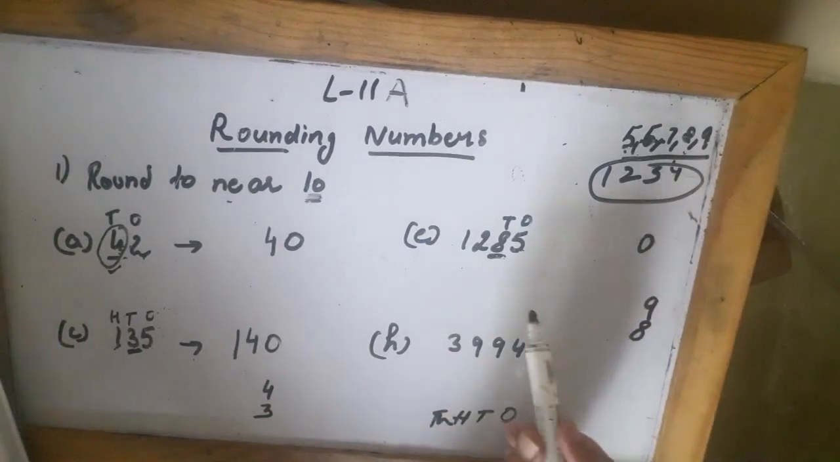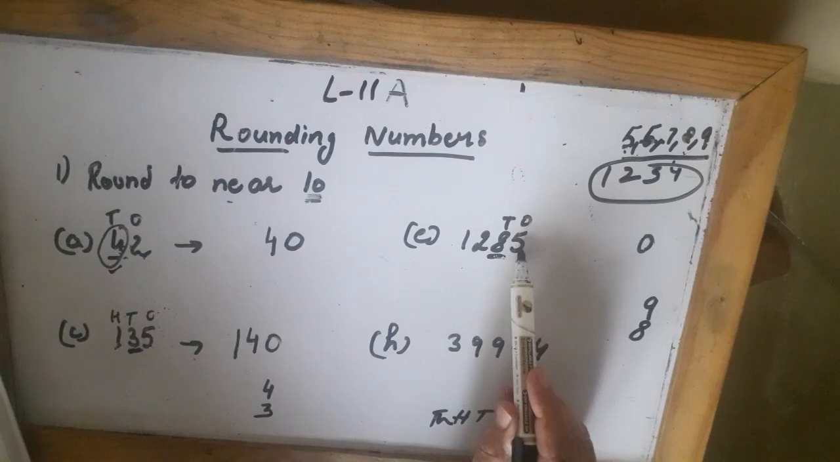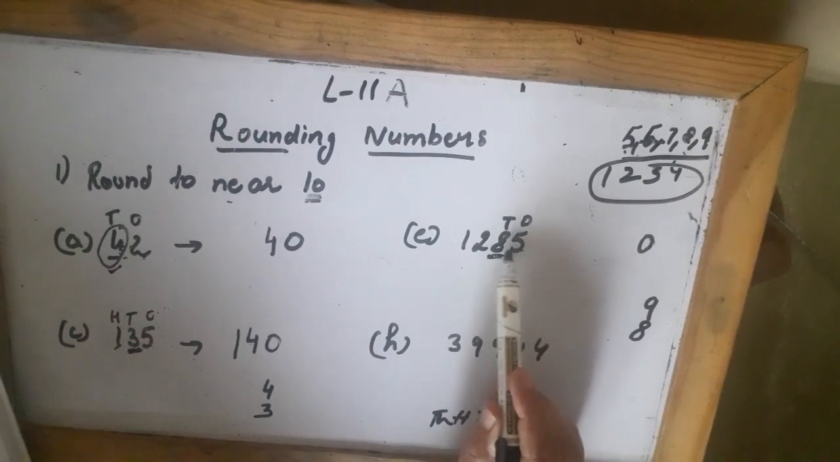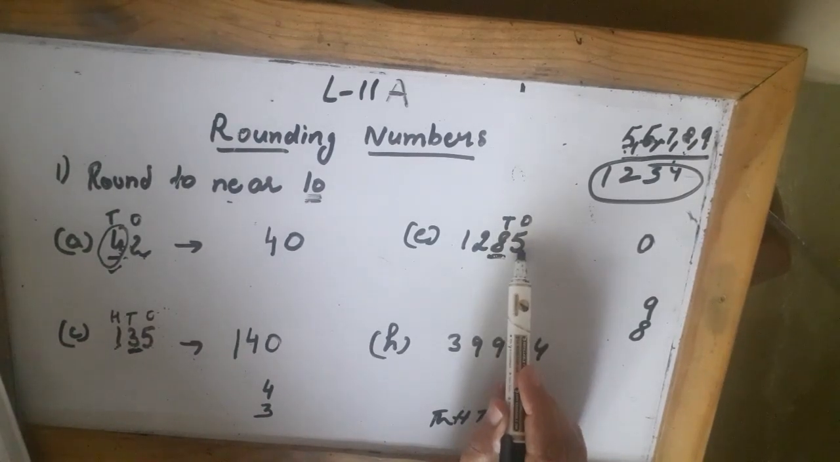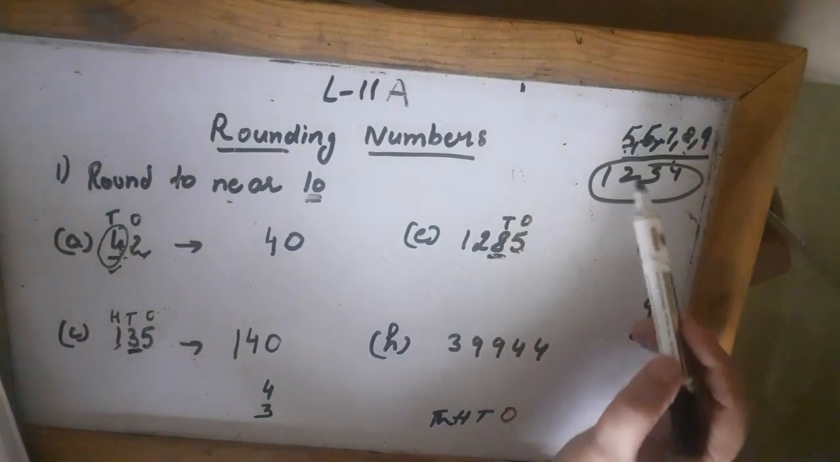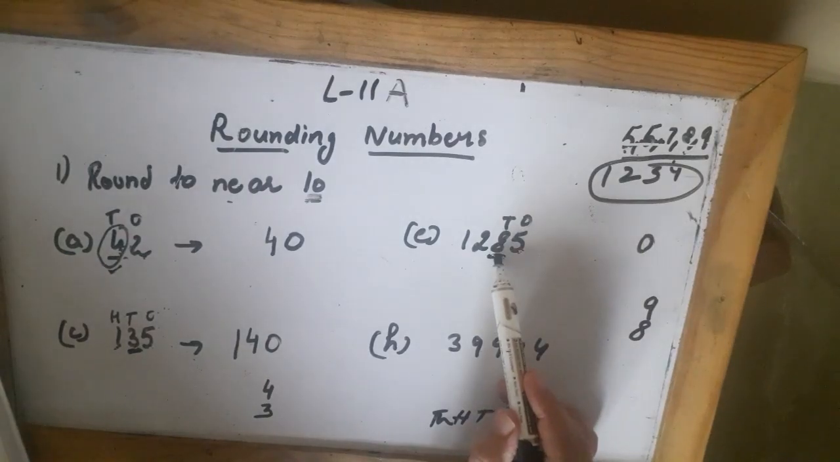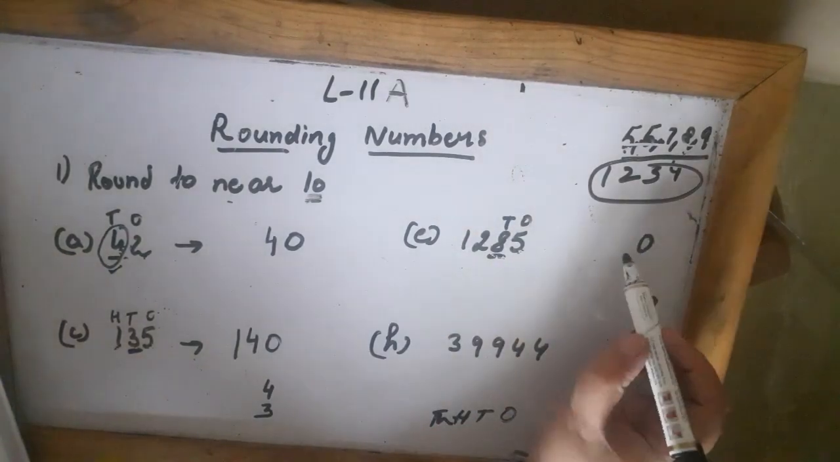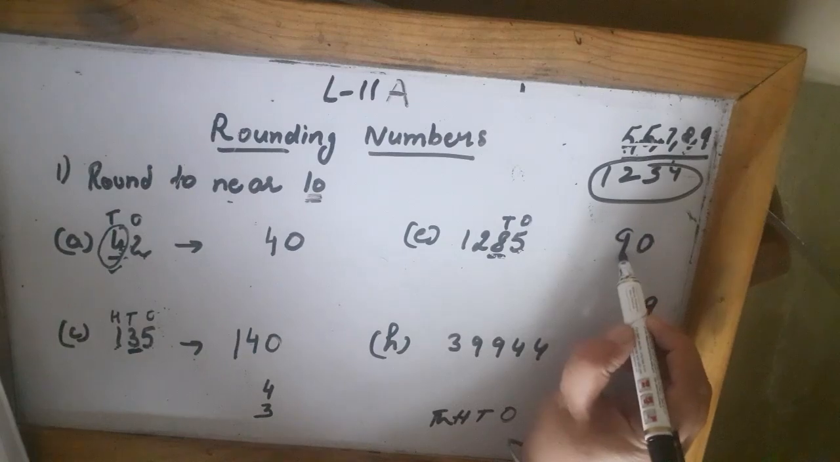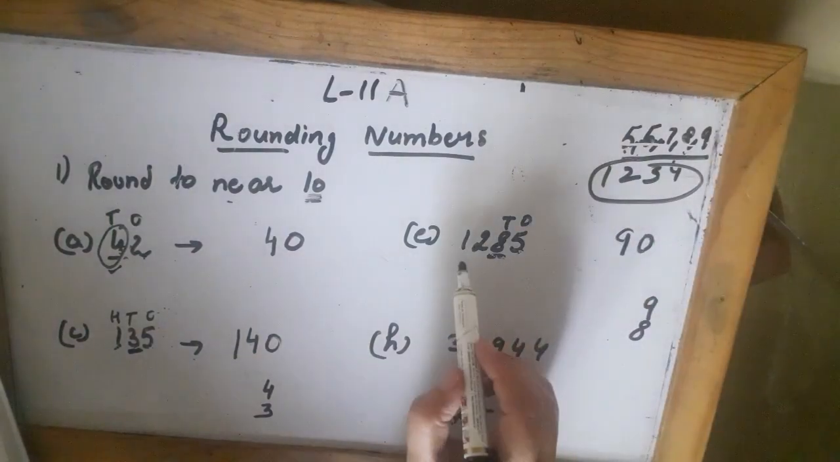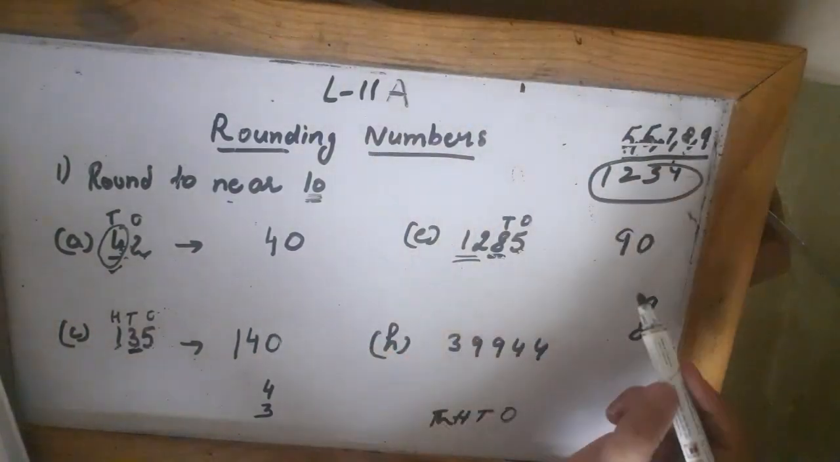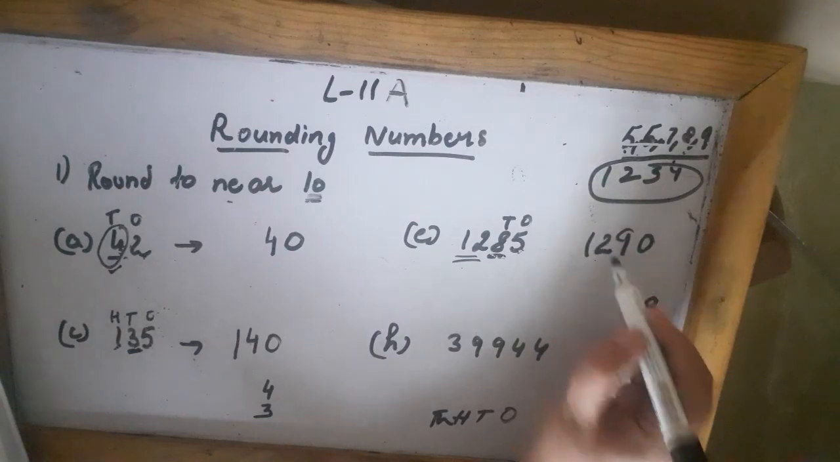For that, we will look at the digit immediately to the right of 8, that is 5. So what did I tell? If it is 5 or more than 5, this 8 will change to the next digit and become 9. Now the rest of the digits to the left of it will remain the same.